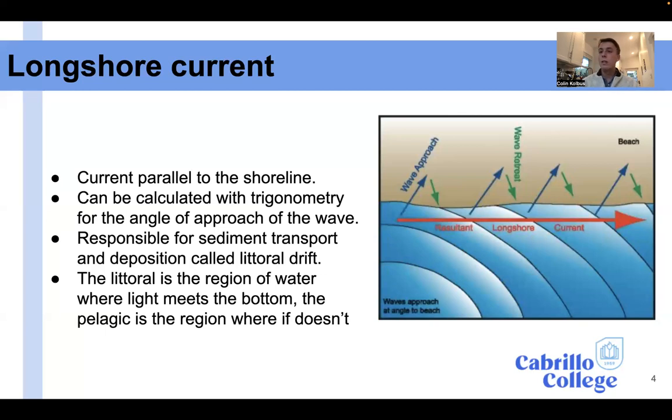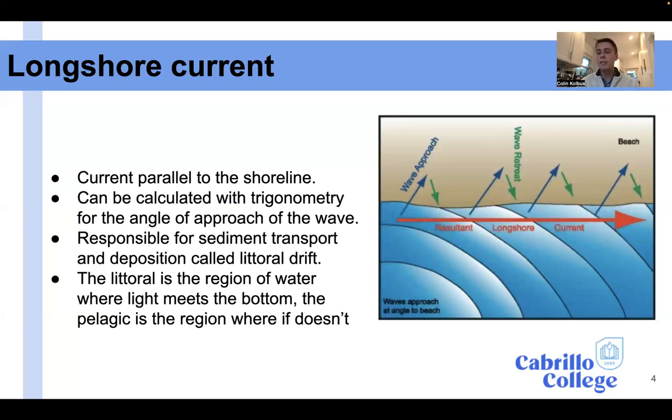The littoral, if you're not familiar, is a region of a water body that gets sun to its very bottom. Lakes have littoral zones, rivers have littoral zones, the ocean has a littoral zone. And so that's where the water is shallow enough to allow light all the way to its bottom. And so that's why this is called littoral drift, because it's sediment drift happening in the littoral zone.